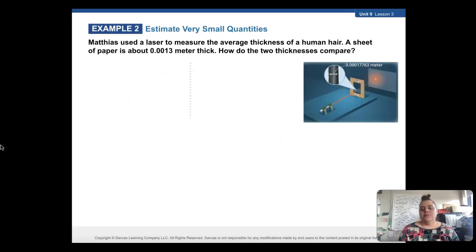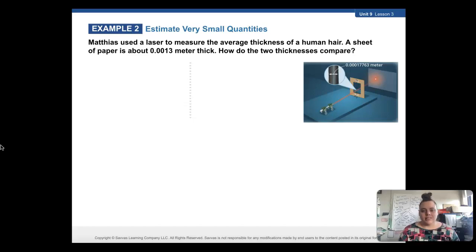In our next example, we are going to look at very small quantities. Matthias used a laser to measure the average thickness of a human hair. A sheet of paper is about 0.0013 meters thick, so very thin. And the thickness of hair we can see from the picture is 0.000177763 meter. How can we compare these two very small numbers?